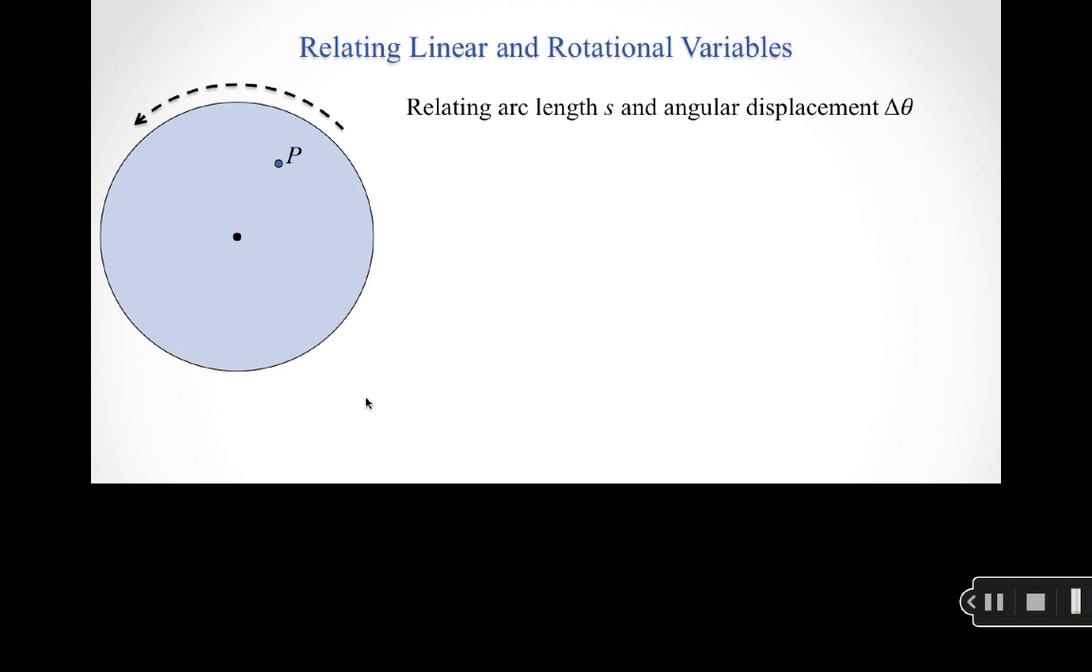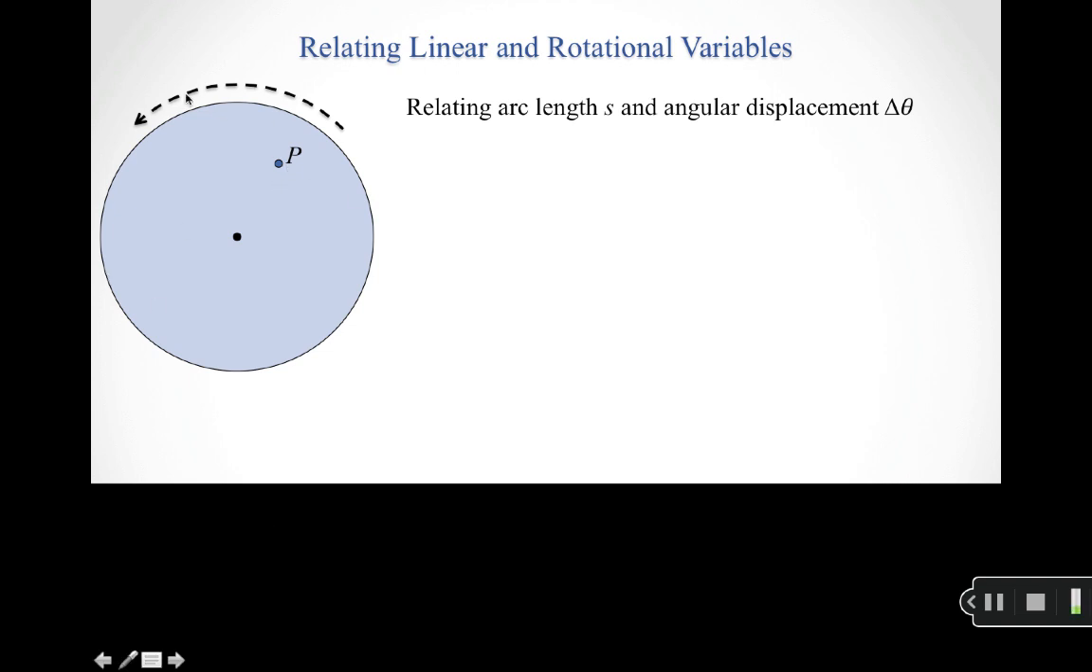So at this point, we've talked about linear motion, so displacement, velocity, acceleration. And we've talked about rotational motion, angular displacement, angular velocity, angular acceleration. And all we want to do now is put those two things together. So how can we relate, when an object is moving, its linear motion to its rotational motion?